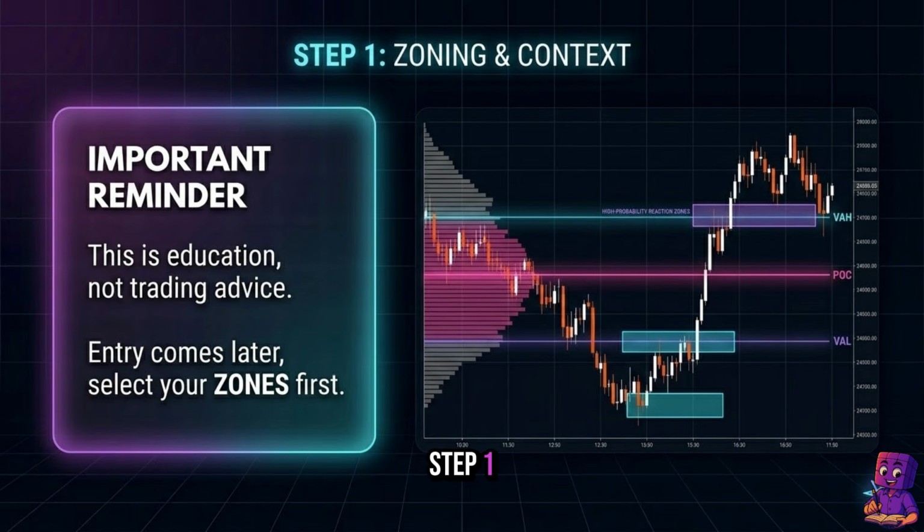We are at step 1, zoning and context. What we discuss next is just the way you select the highest probability zones where price may react. The entry decision depends on many other factors we will discuss in the next videos. So here are the three setups you'll see again and again.